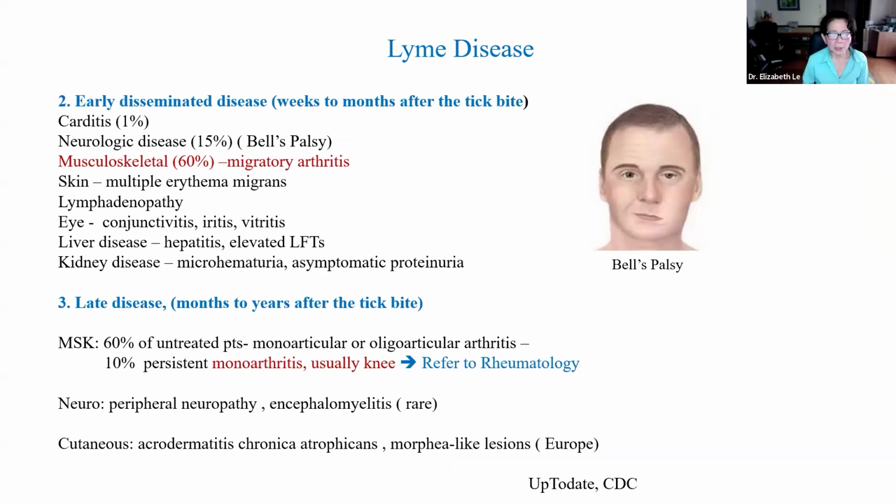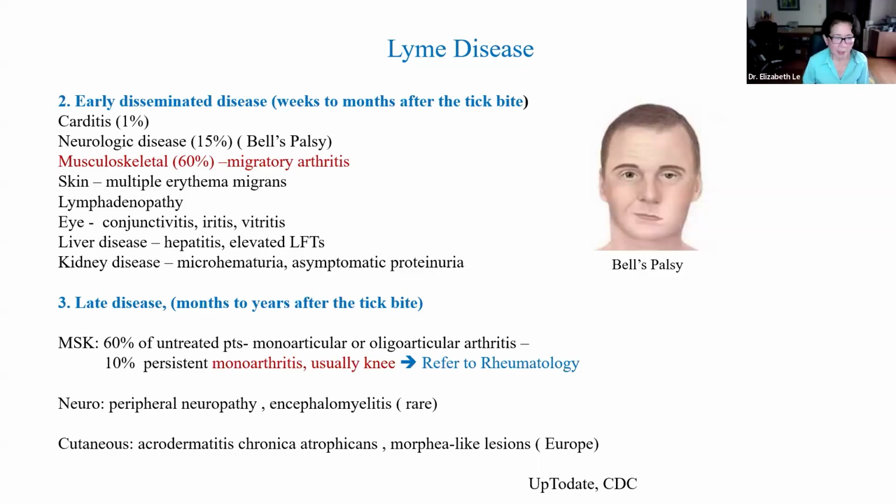The second phase is called early disseminated disease. It occurs between weeks to months after the tick bite. This is a stage where you have to be careful because it can affect the heart, like carditis, 1%, and neurologic, 15%, like Bell's palsy. You have probably seen that in your clinic. Musculoskeletal involvement is 60%, migratory arthritis. Skin can manifest as multiple erythema migrans. Lymphadenopathy. In the eye, conjunctivitis, iritis, vitritis. In the liver, hepatitis or elevated liver function tests, and then kidney disease.